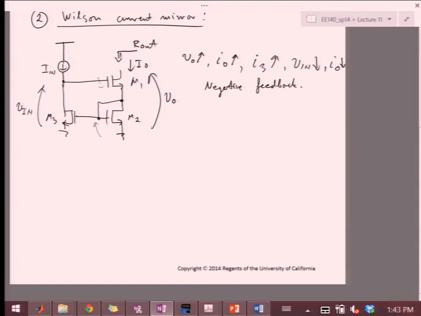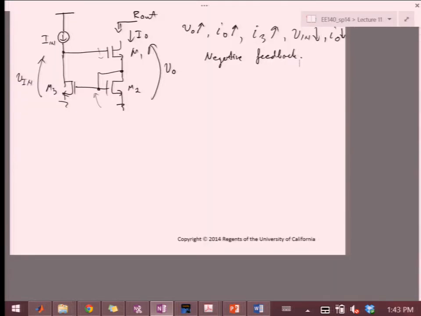So this is how Wilson essentially has larger output impedance, because it manifests itself in kind of dampening the changes in I out as a function of the output voltage. So whatever output voltage is trying to do, this feedback is trying to stabilize I naught to be kind of the original value. Okay?